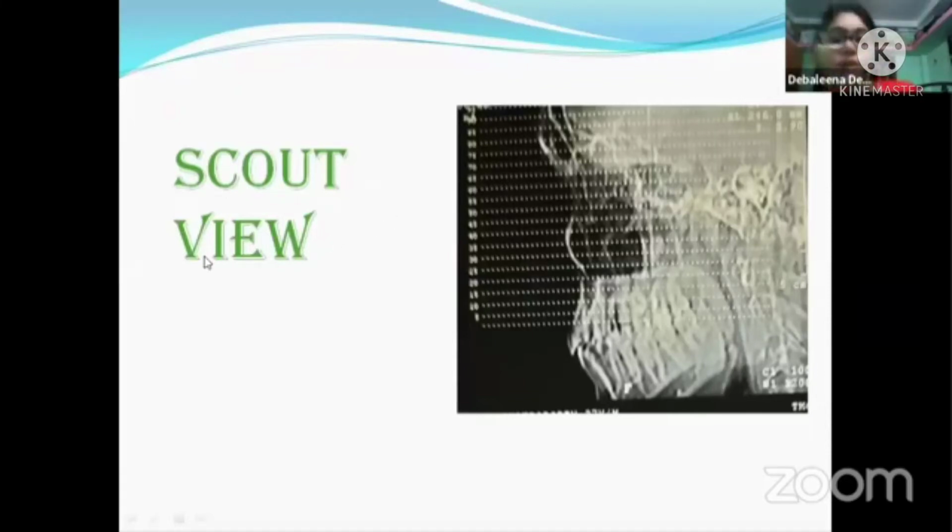So this is the scout view. Why is the scout view so important? It shows us the thickness of the cuts, and also the cut is taken from which level to which level is also seen in the scout view. This view is also known as a gantry view or the pilot view.